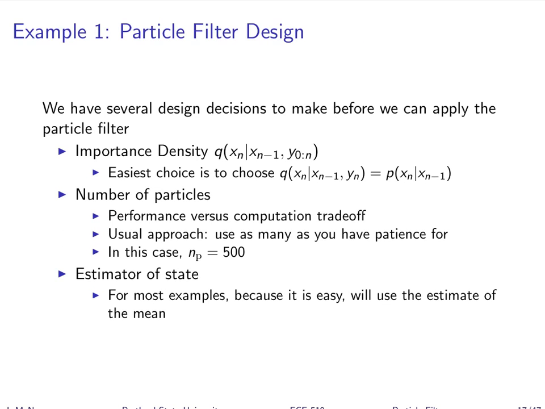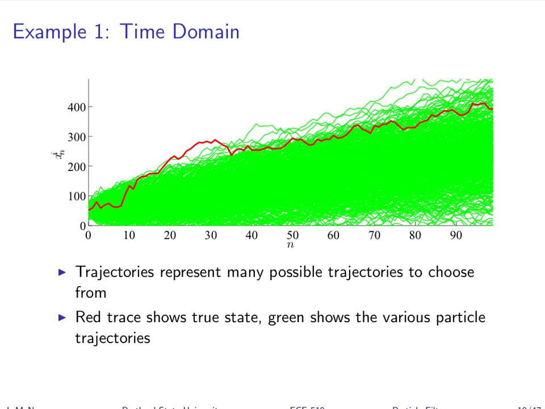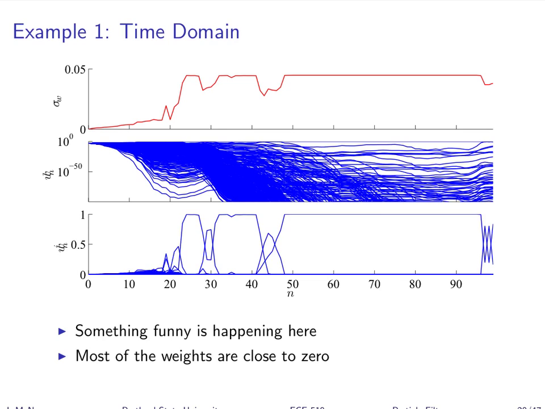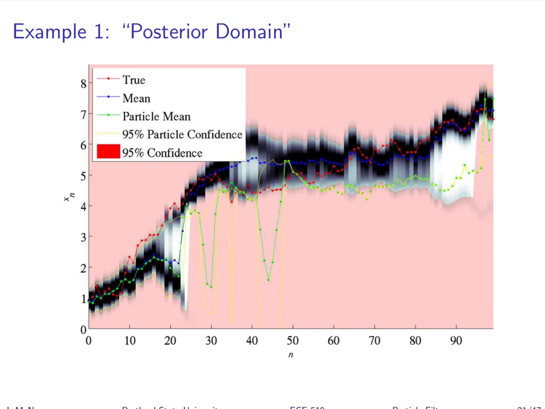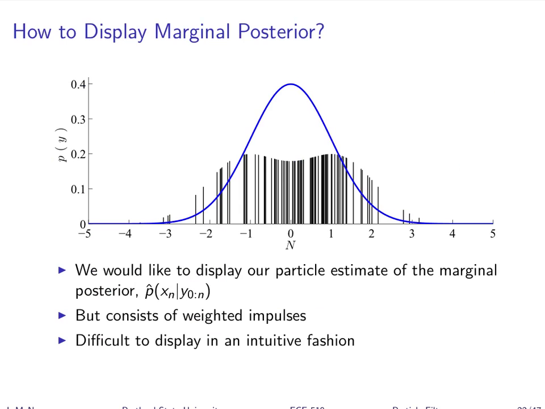And then we talked a little bit about the particle filter design. I chose the prior as the importance density, 500 particles, because it's in one dimension, and that's ample for the number of modes that are in the posterior. That's more than enough for accurate tracking and doesn't require more computation than I have to work with. And then we plotted it, and we saw that the weights all went to zero, and it stopped tracking very well after a very short period of time.